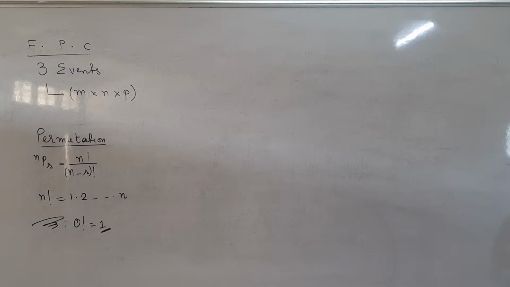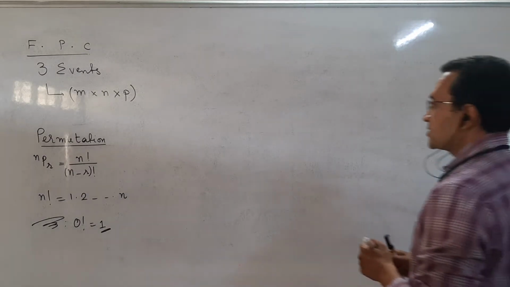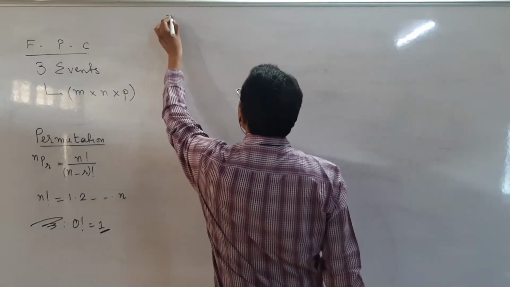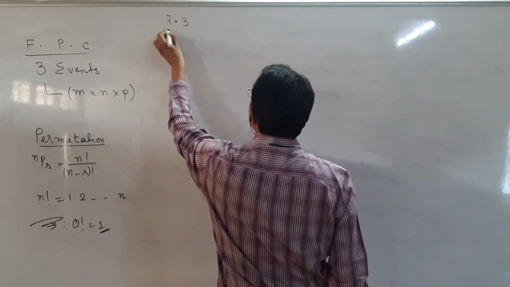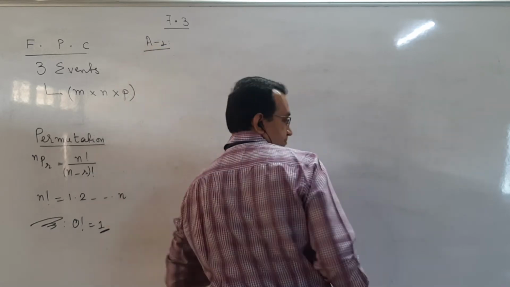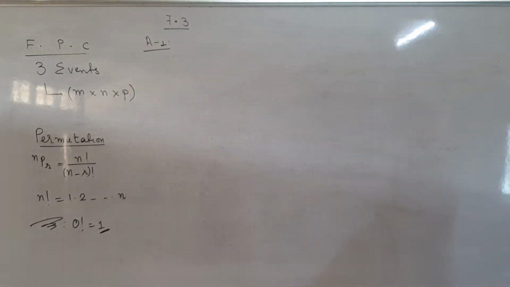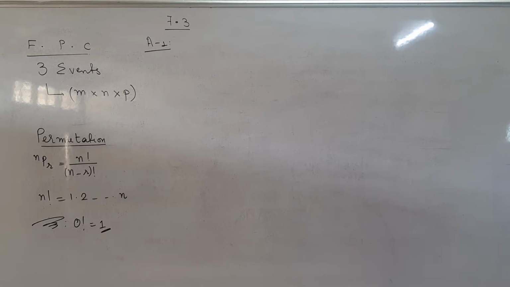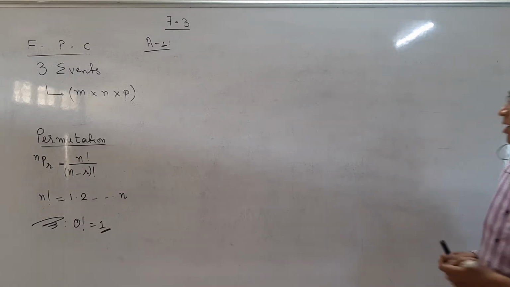Now we are going further. We are starting exercise 7.3, answer 1. Now what is the sum? Given are digits 1 to 9. Using these digits, how many 3 digit numbers can be formed without repetition?